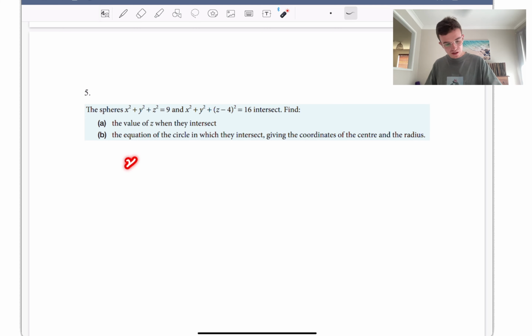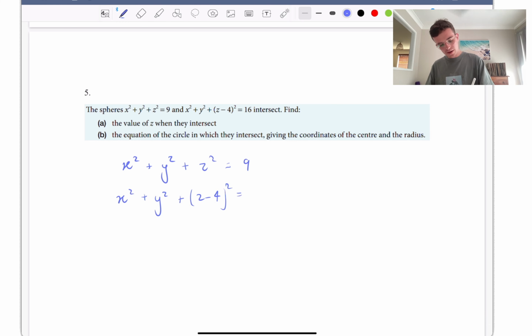So let's go x squared plus y squared plus z squared equals 9. And then on the bottom I've got x squared plus y squared plus z minus 4 squared equals 16. Call that equation 1, and we'll call this equation 2. We have a go at going equation 2 minus equation 1. The x squareds and the y squareds will die. So we're going to have z minus 4 squared minus z squared equals 16 minus 9 is 7.